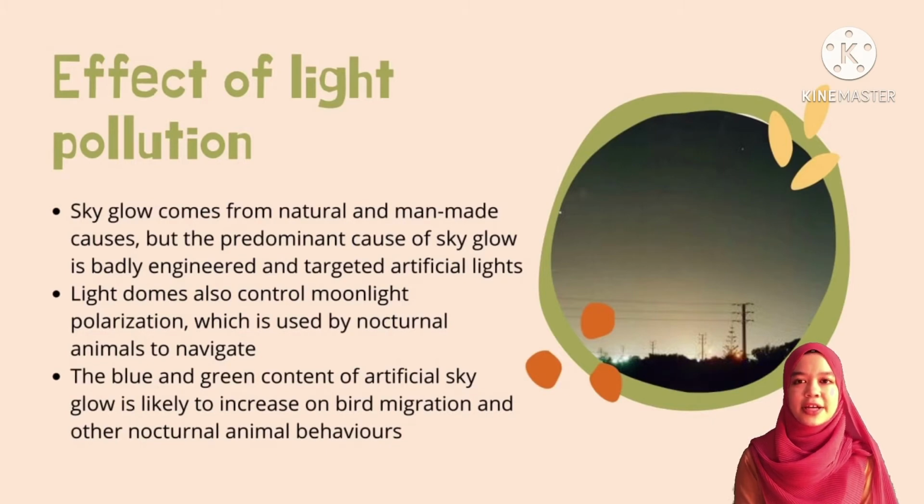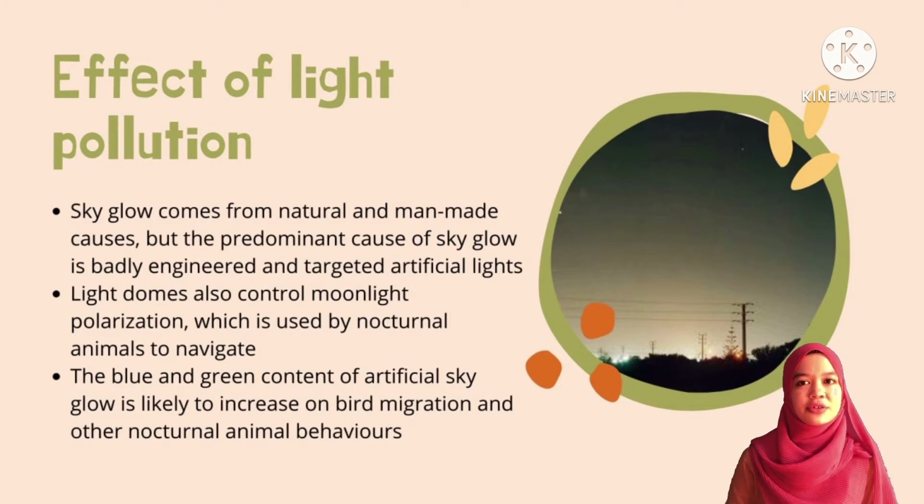The source of light can also contribute to light pollution, particularly sky glow. Sky glow comes from natural and man-made causes, but the predominant cause of sky glow is badly engineered and targeted artificial lights. Light is released directly into the atmosphere where it is scattered by dust and gas molecules, generating a dome-like orange glow that fills the night sky.